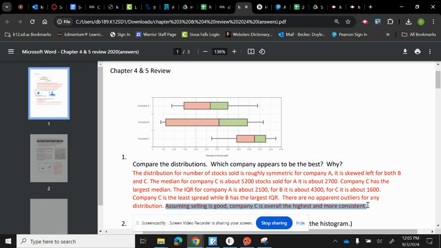7 of them would be for the CUS, 5 points for CUS, and then 2 more for comparing centers, comparing IQR. Hopefully you're watching this and getting a good review, but expect this on the test. This will be on the test where you're comparing distributions, at least for 7 points. The extra 2 points I would have in this one would be for saying company C is the best because it's the highest and most consistent. I may not have that on the test.